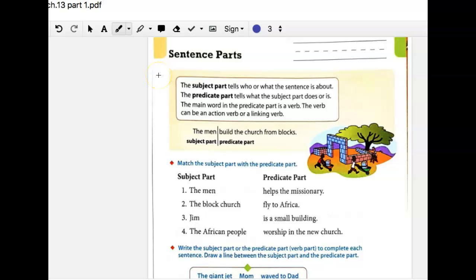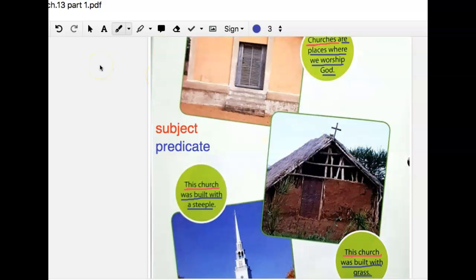So in those three sentences that we just read, each sentence was about a church or churches. So these churches were the subject part. And the rest of the sentence is the predicate part because it's talking about the church.